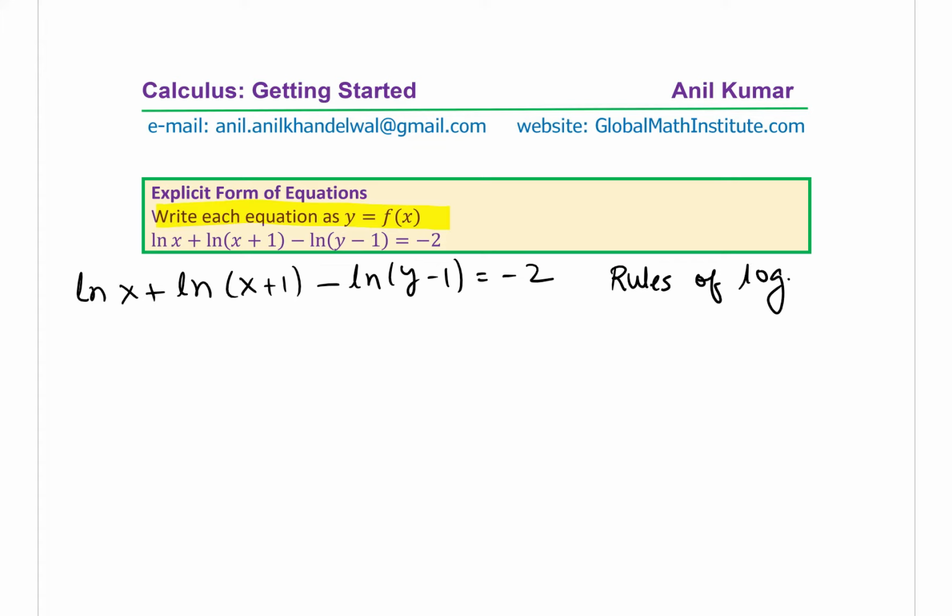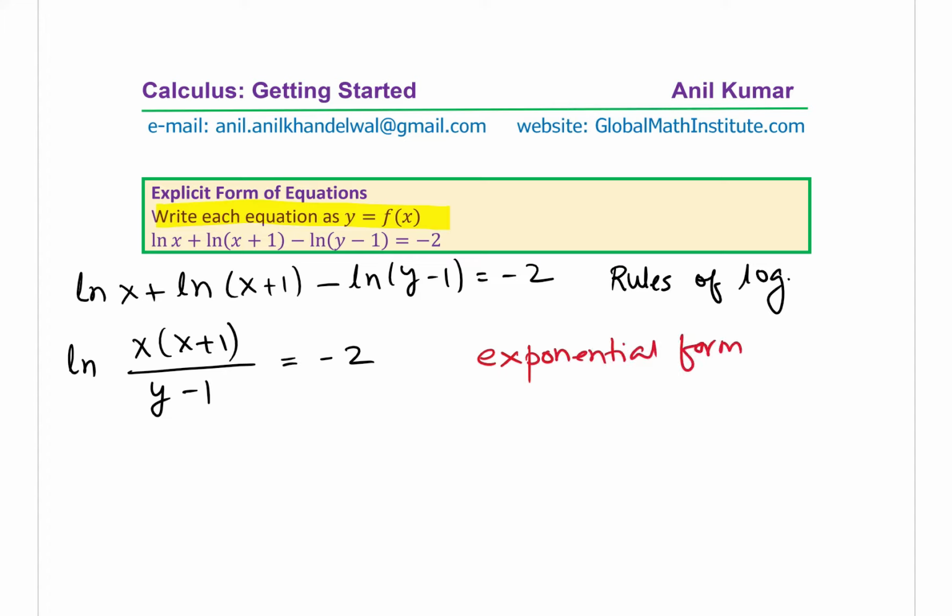So when we have plus, they get multiplied. So we have ln x times x plus 1, and here minus means divide, y minus 1. So that is how we could simplify this form, and we get minus 2. Ln is to the base e, and we can now write this in exponential form. So we get x times x plus 1 equals e to the power of minus 2, divided by y minus 1.